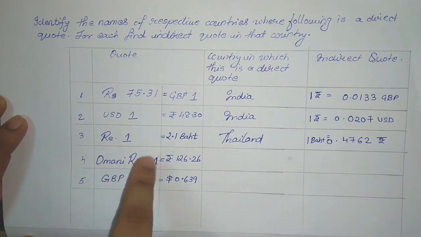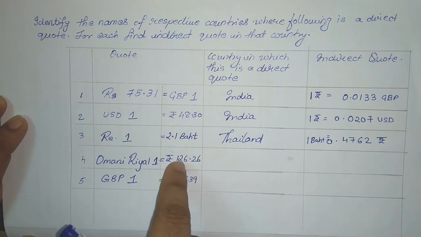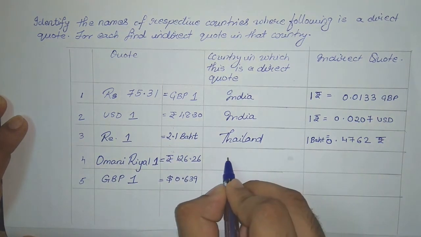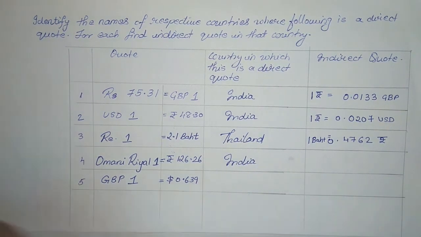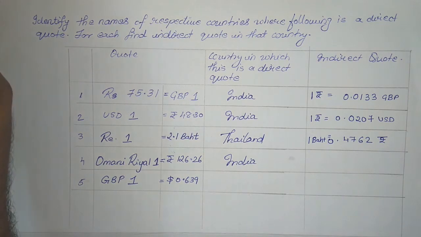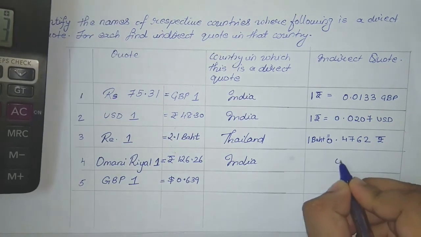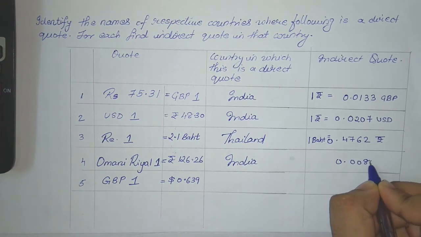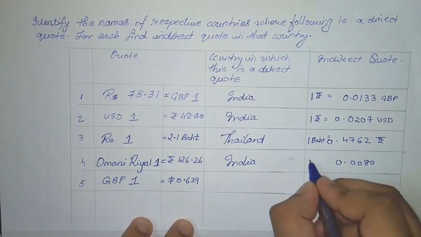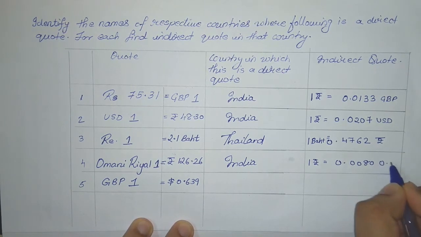So Omani Riyal is your base currency. So the currency opposite to that is that of India. So the direct quote in this case is again India. In order to find the inverse or the indirect quote, we'll find the reciprocal of the direct quote, that will be 1 divided by 126.26, which comes to 0.0080. So here 1 rupee will be equal to 0.0080 Omani Riyal.